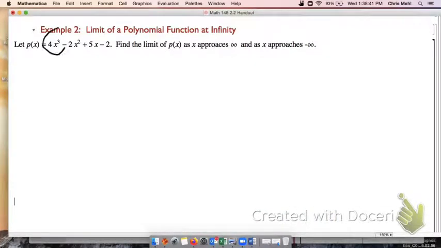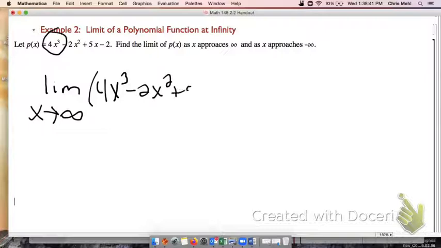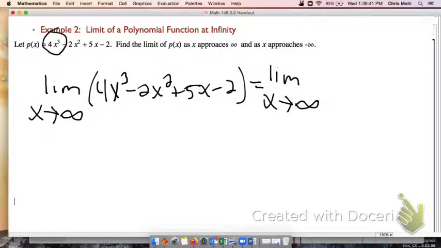And for this polynomial, the leading term is 4x cubed. So if I want to find the end behavior of the function, I can take the limit as x goes to infinity of the polynomial. I'm going to show you graphically in just a second that the end behavior is only going to depend on the leading term, which is 4x cubed. Now, what does this limit equal?